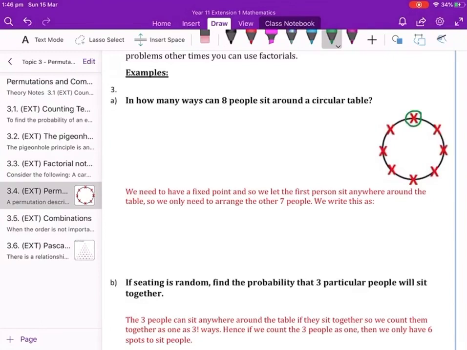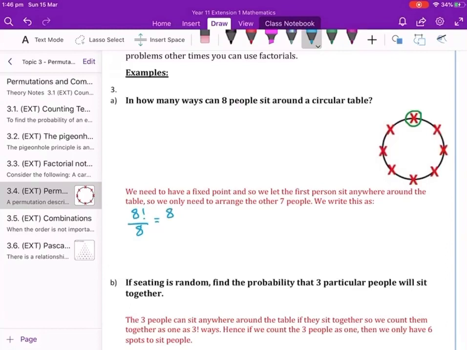So we let the first person sit anywhere. So I'm saying my first person is going to sit at that X around the table. Then, once we put them down, we only need to arrange the other people. So we write this as 8 factorial because we have 8 spots, divided by 8, because that first person has 8 places of choosing. So we divide that by 8.